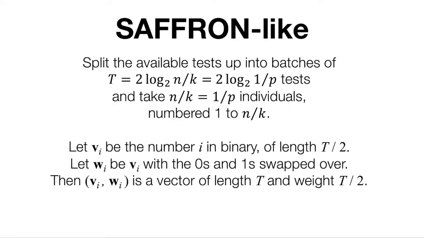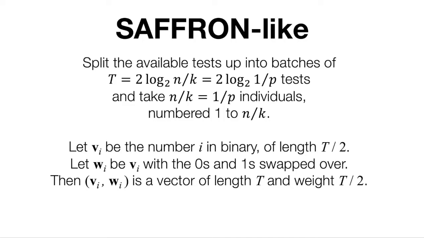And this is the cunning idea of the SAFFRON authors. Let v_i be the number i written in binary. Because i is a number up to n over k, we'll need log base 2 of n over k bits to write the number i out in binary. And log base 2 of n over k is t over 2.